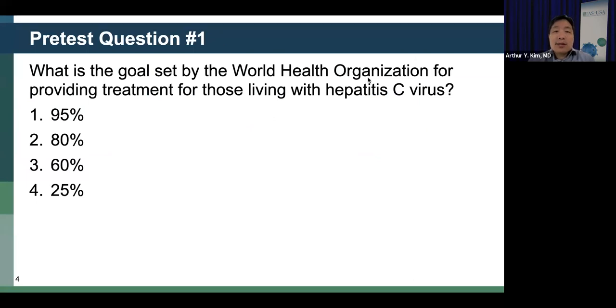So you may not be following this that closely, but this is a pretest question. Take a guess at what is the goal set for treating all those identified and living with hepatitis C? Is it 95%? Is it 80%? Is it 60%? Or is it 25%? Again, I'll give you 30 seconds or so to give an answer.